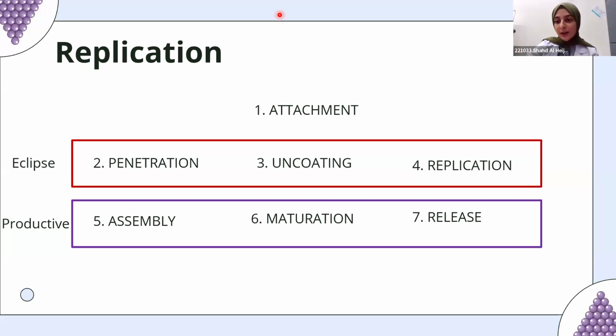Now moving on to replication. Replication has 7 stages. Replication for the virus starts by attachment. The virus first has to attach to the host cell, and then it will penetrate the membrane going into the host cell. It will uncoat to release the genome, and then the genome will start replicating, or the proteins will start replicating. Those 3 stages, penetration, uncoating, and replication, are the eclipse phase.